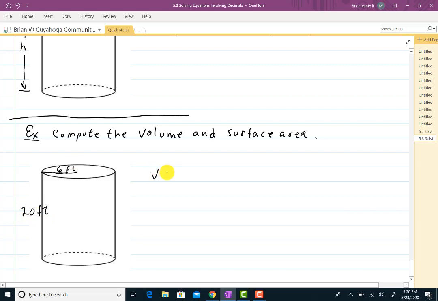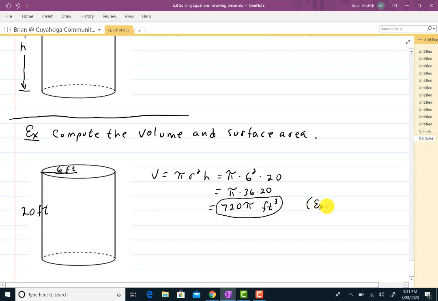All right, so the volume is pi r squared h. That'll be pi times r is 6, so I'll square that, and then h is 20. Well, 6 squared is 36, so I get pi times 36 times 20, which ends up being 720 pi. Now, since it's a volume, make sure you put a units cubed. So then I'll have ft to the third power. That version of my answer is the exact one.